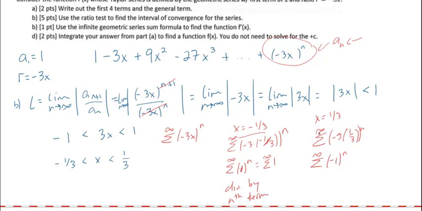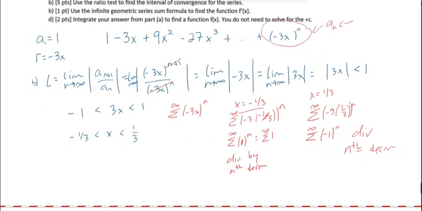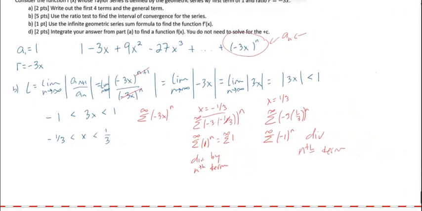Now, what does this do? This alternates, right? It goes plus, minus, but it's just 1, minus 1, plus 1, minus 1, plus 1, minus 1, plus 1. It doesn't converge on anything. It doesn't go out to infinity, but it doesn't go to a single number. So this one diverges by nth term as well, which means that the interval is just this thing right here. You do have to show that it diverges at each of those endpoints, but the final answer is just negative 1/3 less than x less than 1/3.